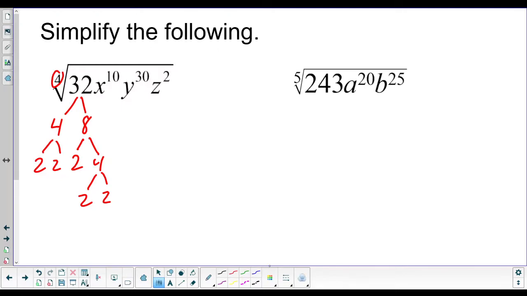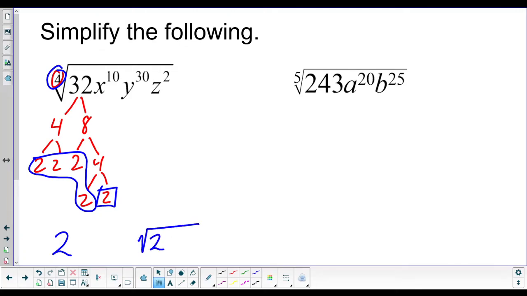So we can make a group. We're looking for a group of 4 because that's our index. So we have 1, 2, 3, 4 2's. So we get to take a 2 outside the radical. This 2 didn't get invited because that 2 likes the wrong video games. So that 2 stays at home inside here.